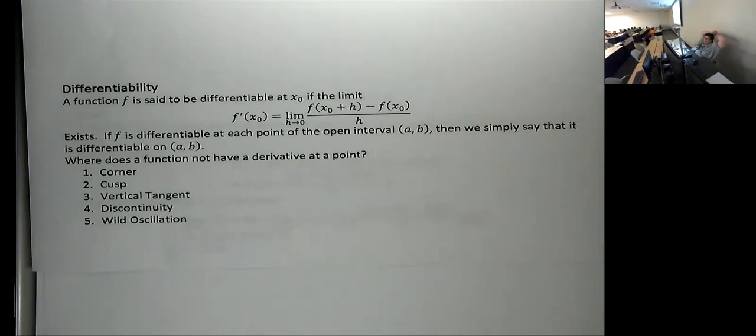So we say a function f is said to be differentiable at x naught if the limit exists for that equation, for our equation for f prime of x. And f is differentiable at each point on the open interval a to b. So not just a point, but a range of points, like a whole line segment. If it's differentiable at each point, we just say it's differentiable on the whole thing, which makes sense. We don't go through and say differentiable at each point. That would get tedious.